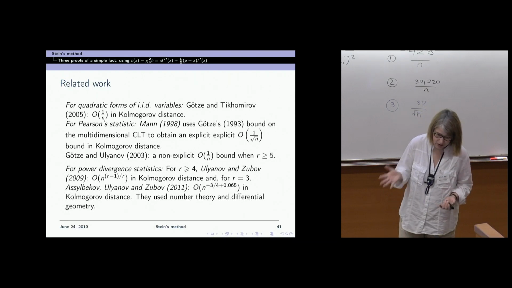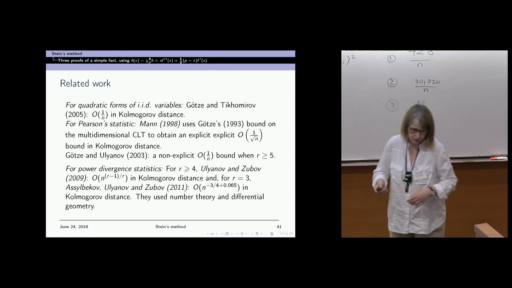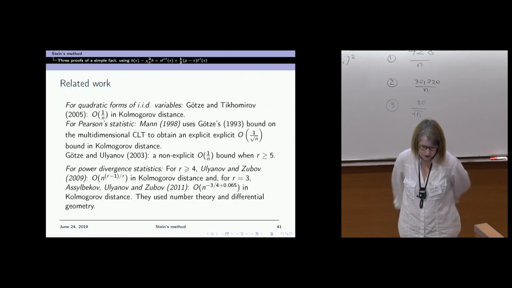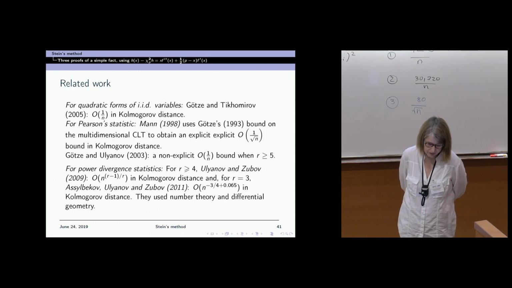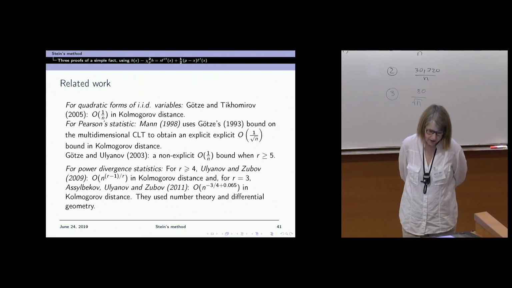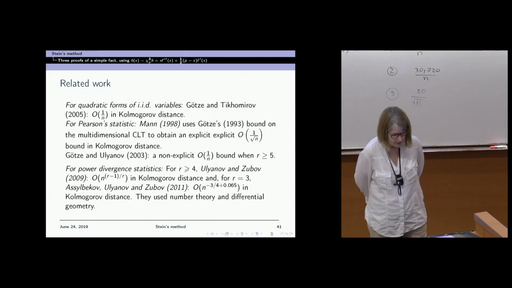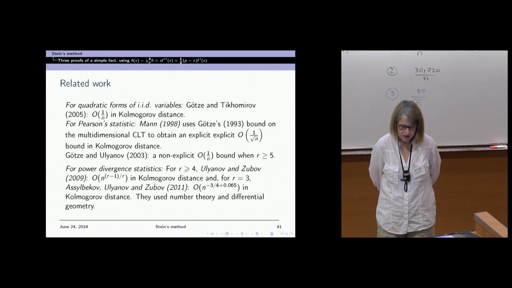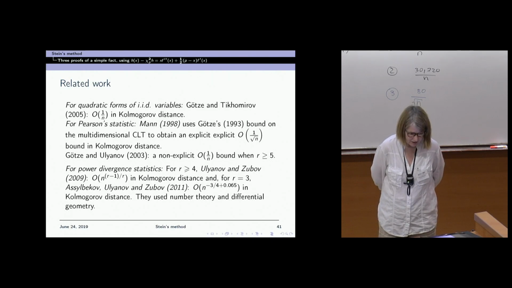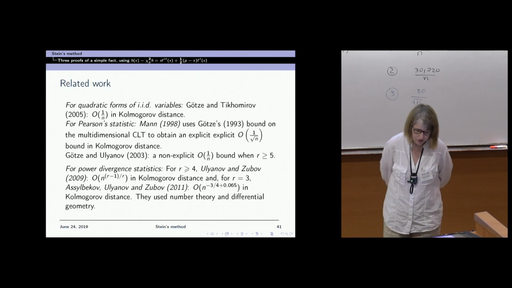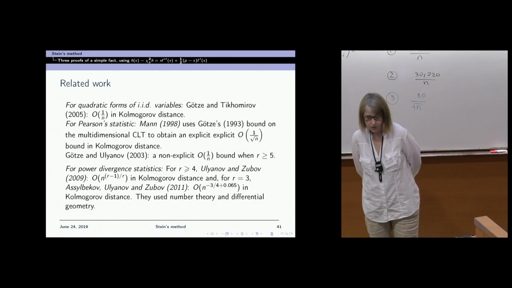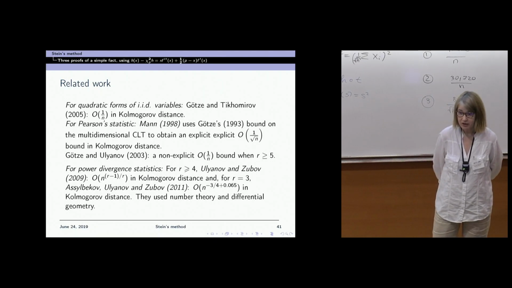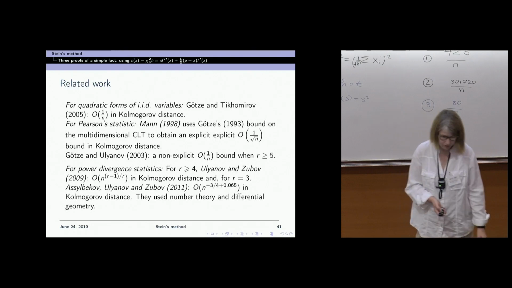For power divergence statistics, Ulyanov and Zubov, so more generally, have a bound of order n to the (r minus 1) over r, so not quite 1 on n, in Kolmogorov distance for r bigger or equal to 4. And there's a second paper by Asylbekov, Ulyanov, and Zubov, which gives a bound for r equal to 3 as well, which is also not quite 1 on n. And they use arguments from number theory and from differential geometry. So very, very different to our group.